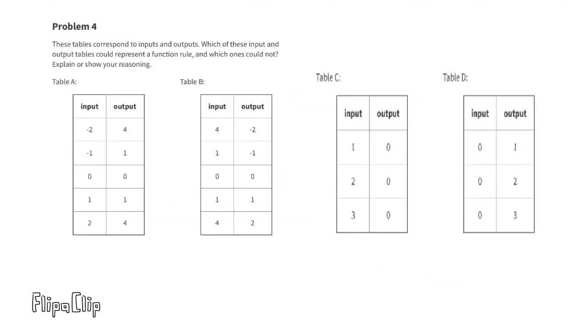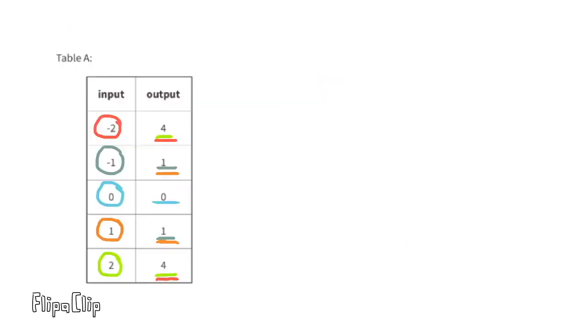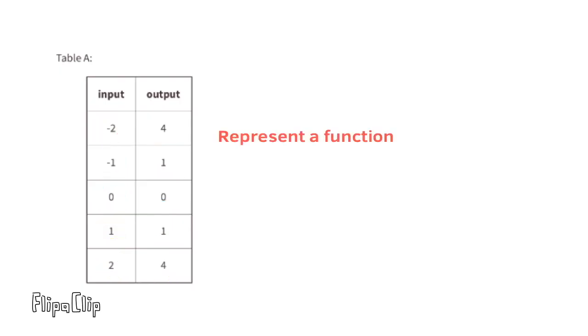Problem number 4. These tables correspond to inputs and outputs. Which of these input and output tables could represent a function rule, and which ones could not? Explain or show your reasoning. All of the inputs for table A are different. As long as the inputs are all different, you can have some outputs the same. So, table A represents a function rule.